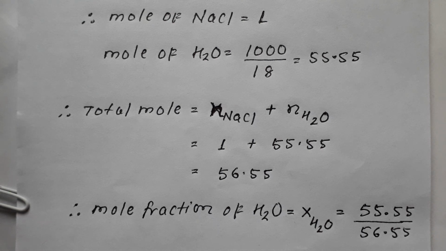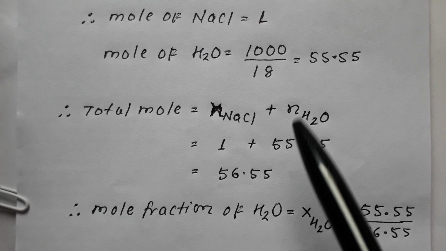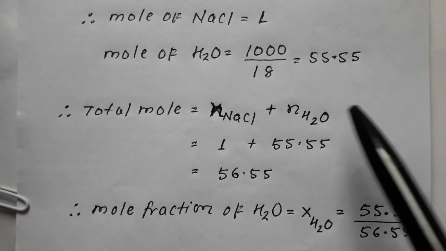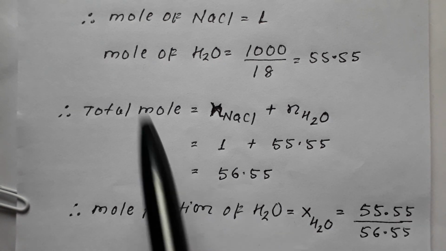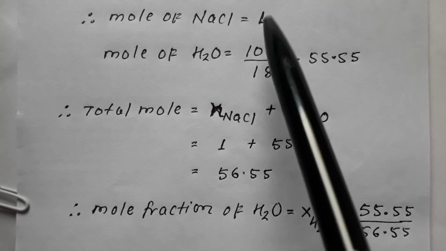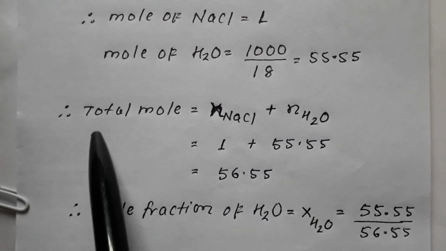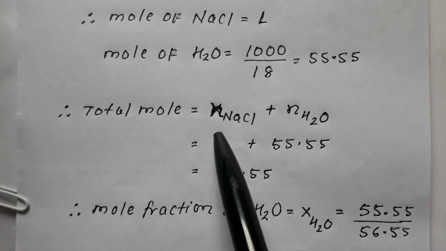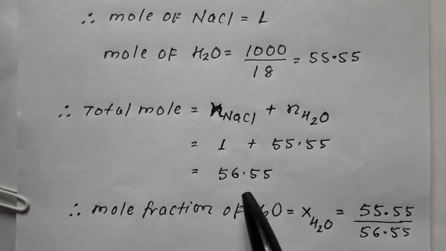Since the solution is 1 molar, 1 mole of NaCl is present in 1000 grams of water. So the weight of water is 1000 and its molecular weight is 18. So 1000 upon 18 is 55.55. Mole of NaCl is 1 and mole of water is 55.55, which means the total mole, mole of NaCl plus mole of water, is 1 plus 55.55, which is 56.55.